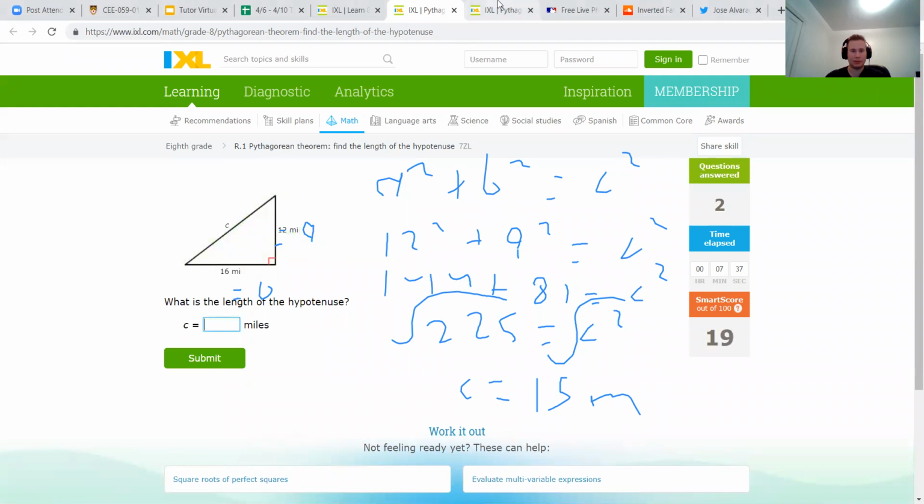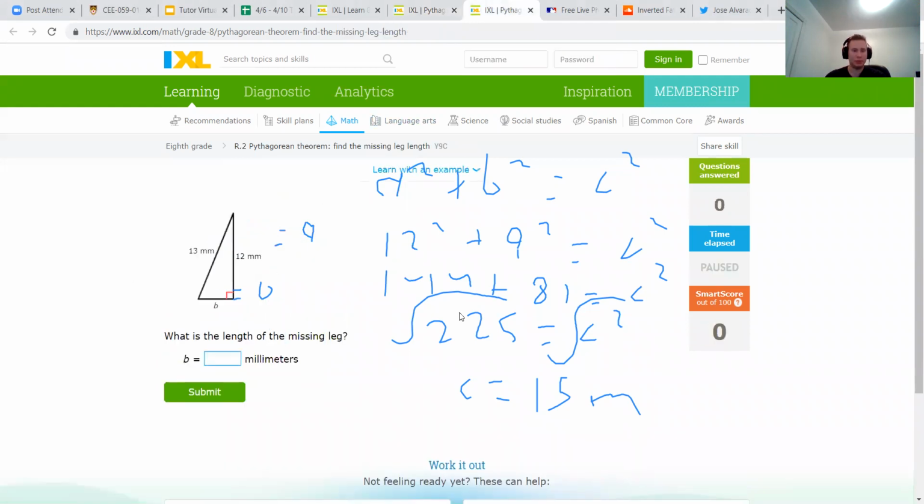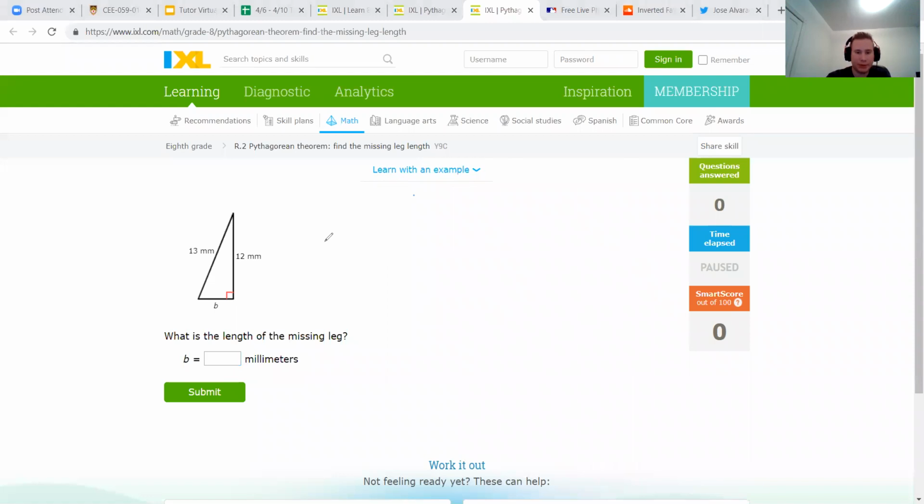All right, that's all for the hypotenuse. We'll also do two examples where we're given the hypotenuse and now we're finding the missing leg length. So, write down the formula.